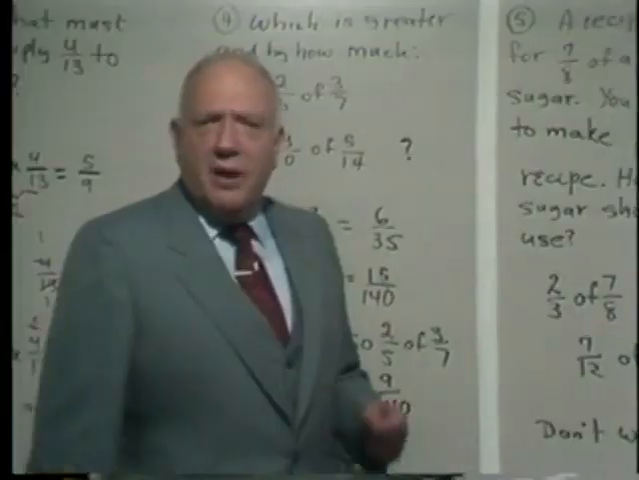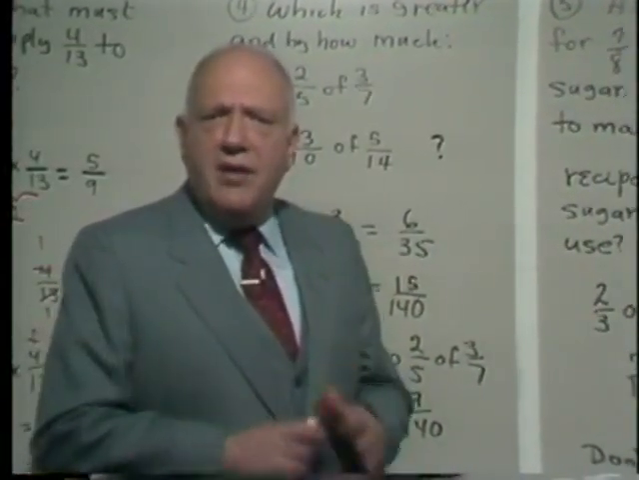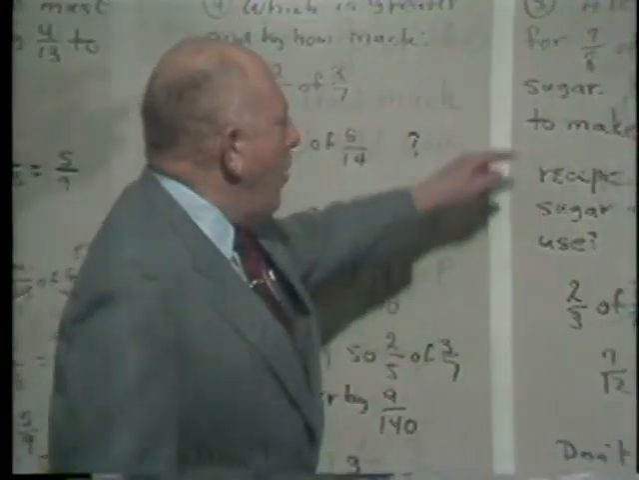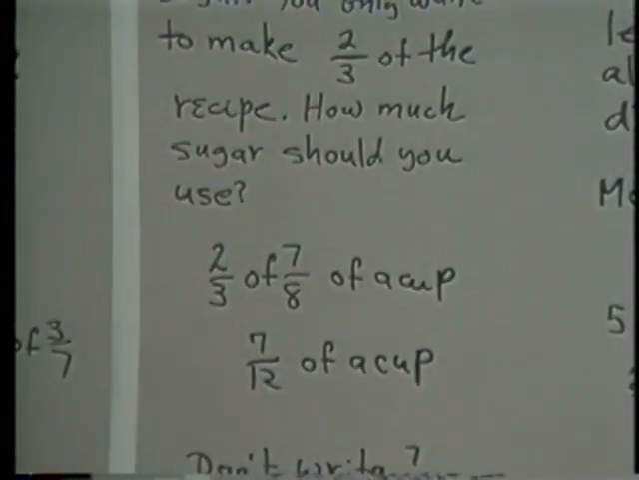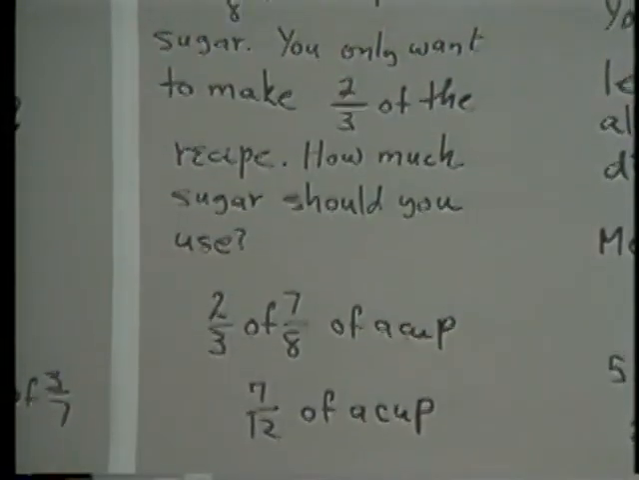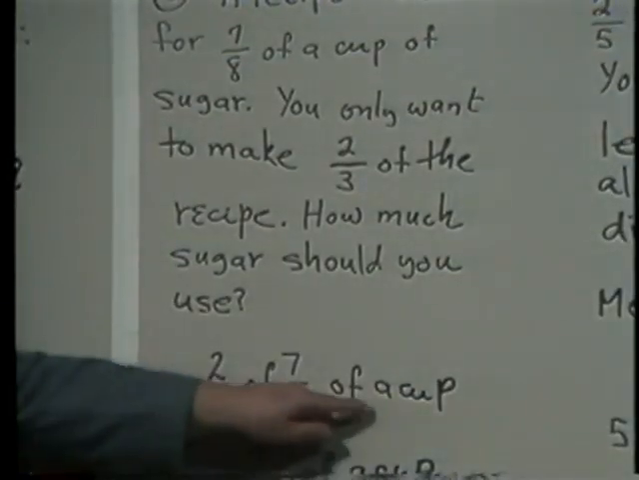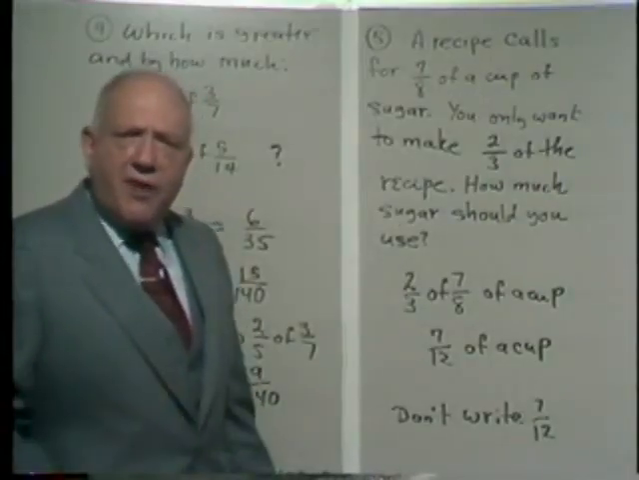But for most people, you're really going to take what? The 2/3 of that amount. And I want to show you how easy that problem is if you're not afraid of fractions. You see, you want to make what? 2/3 of the recipe. So whatever ingredient is given, you're going to use 2/3 of that. You're only going to use 2 parts out of 3. Well, see, the part that's already used is what? 7/8 of a cup.